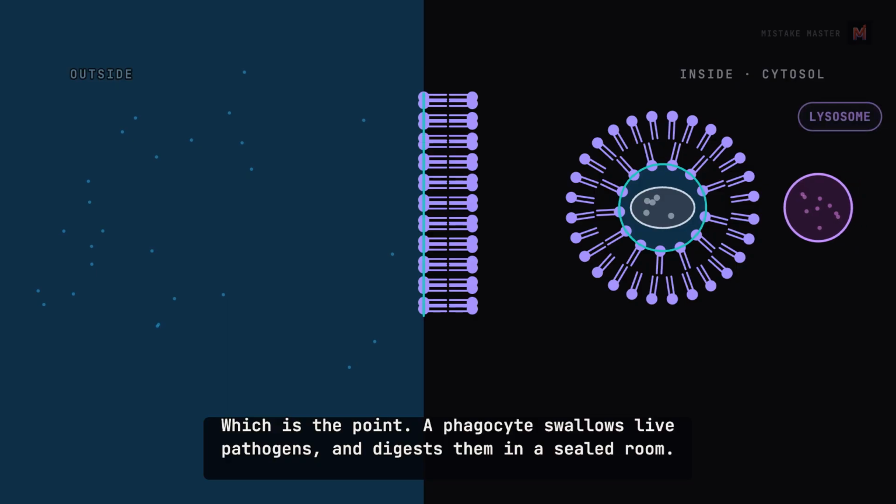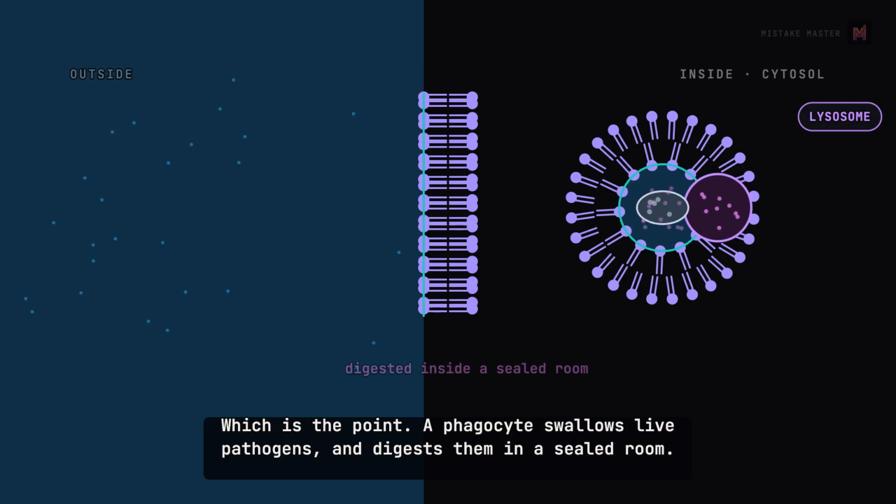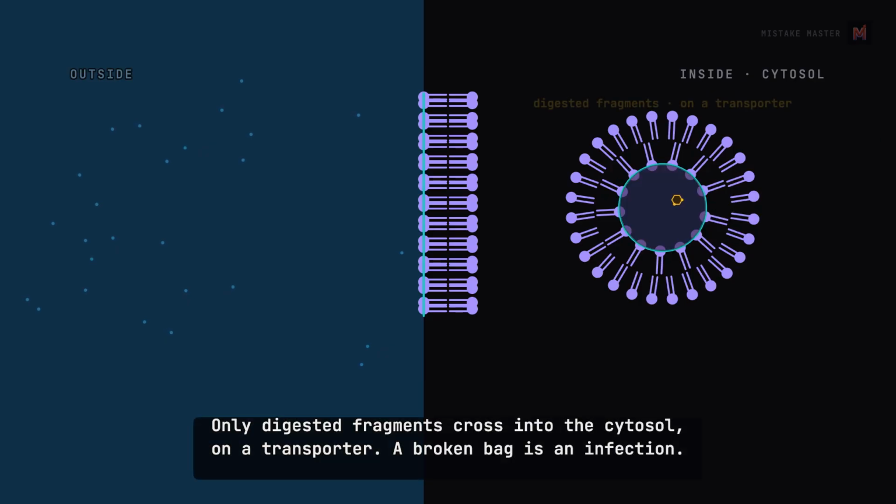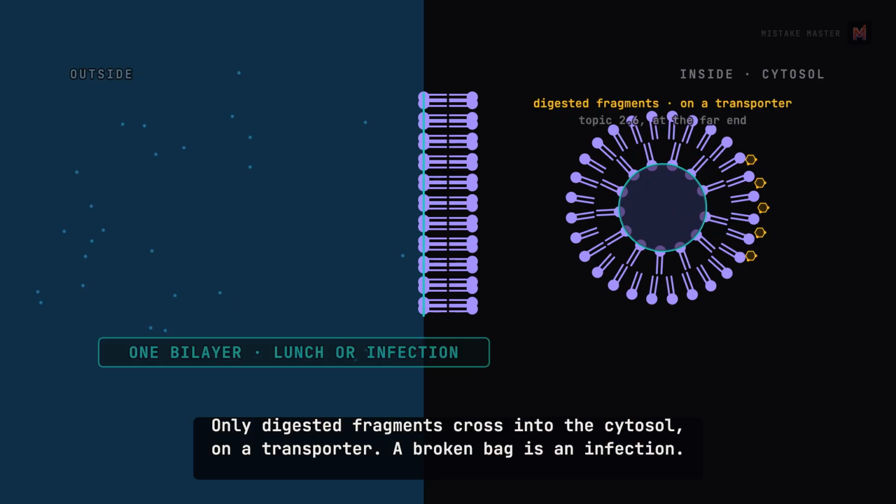Which is the point. A phagocyte swallows live pathogens and digests them in a sealed room. Only digested fragments cross into the cytosol on a transporter. A broken bag is an infection.